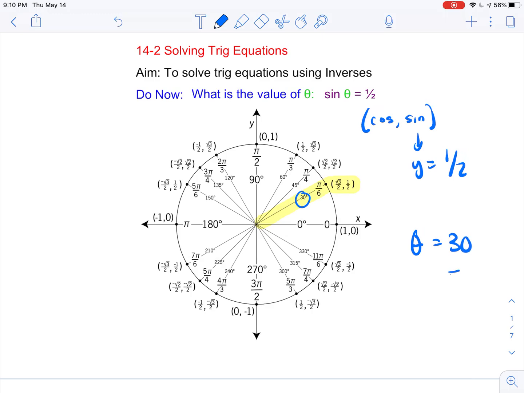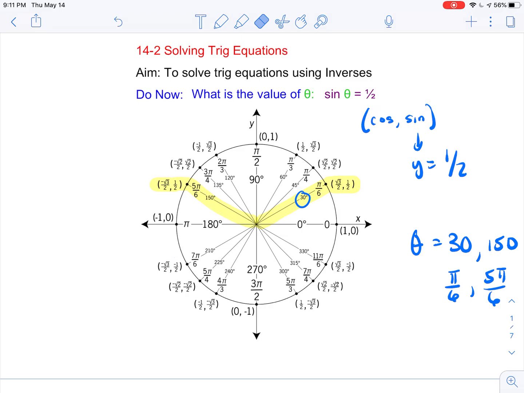Well, lucky for us, I already have one circled. 30 degrees has y equal to 1/2. So theta is definitely equal to 30. This is also pi over 6 radians. Where else do we have that? Keep going. We see that we have this also at 150 degrees, which corresponds to 5 pi over 6.